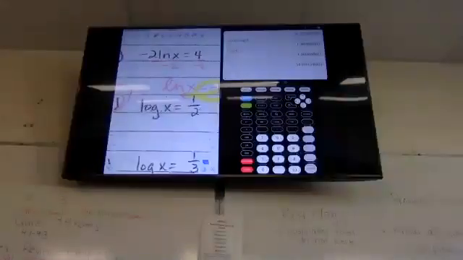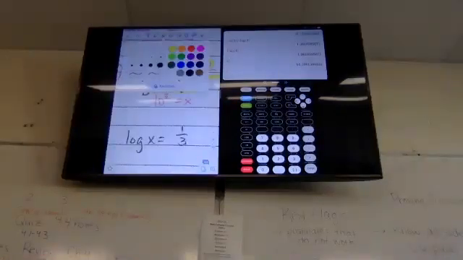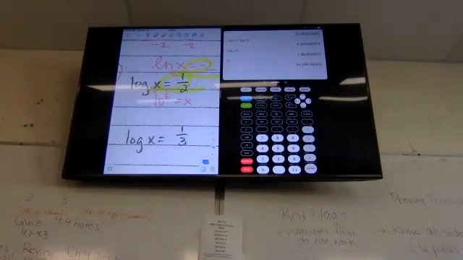Let's do letter H. When I log roll this, what's my equation going to be? What to the what equals what? We said 10 to the 1/2 equals x. 10 is my base. 10 raised to the 1/2 equals x. 10 to the 1/2 is the same thing as just the square root. Square root of 10 equals x.